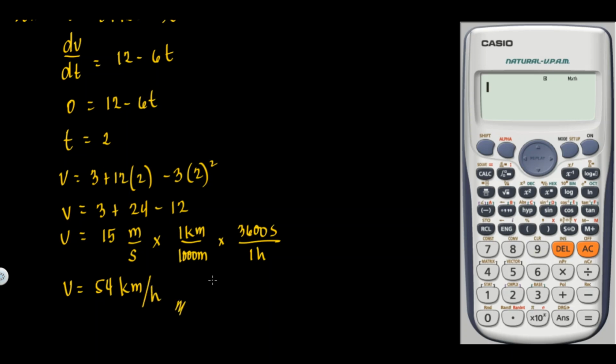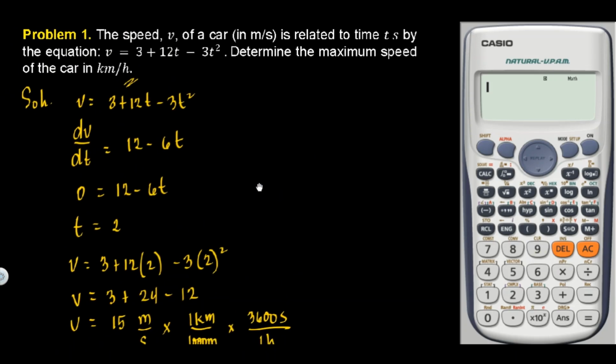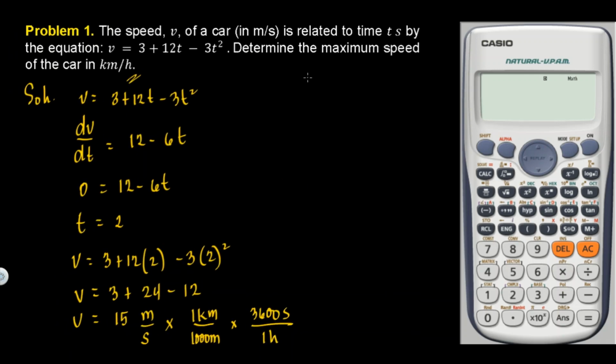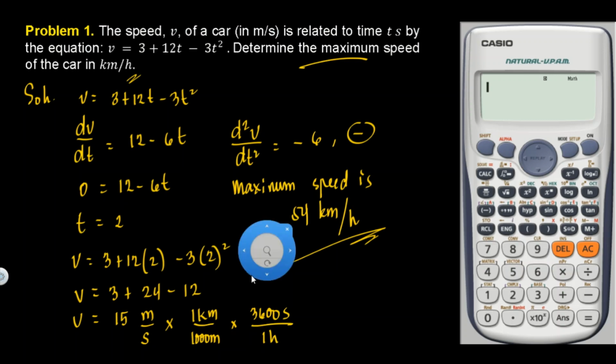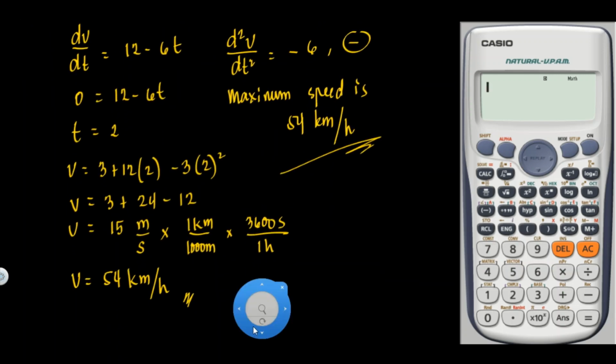Okay? Then let's see if this value is really a maximum value, no? So by using the second derivative. So differentiate this once again. So the second derivative of v with respect to t is minus 6. So negative, meaning maximum. So the maximum speed is 54 kilometer per hour or kph pwede rin. Yes? Yes. Okay, let's do problem number 2.